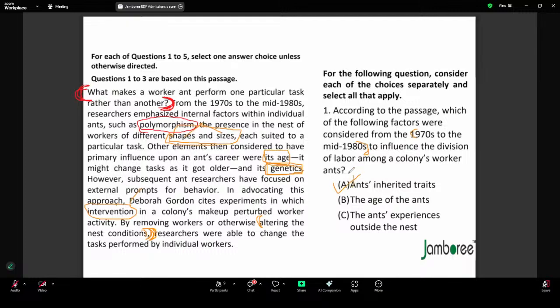Definitely inheritance, genetics, age, right here. Experiences outside the nest, that is Deborah's experiment. That is not between the 70s and 80s. So this is another experiment altogether. So this was out.